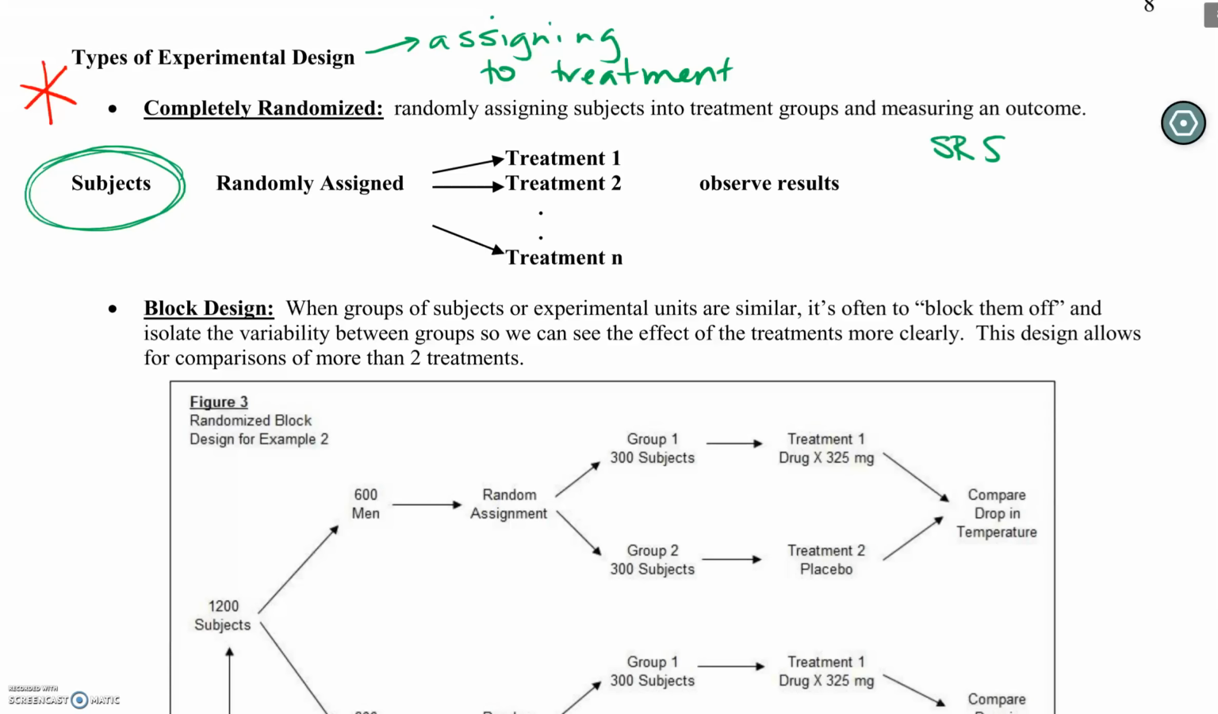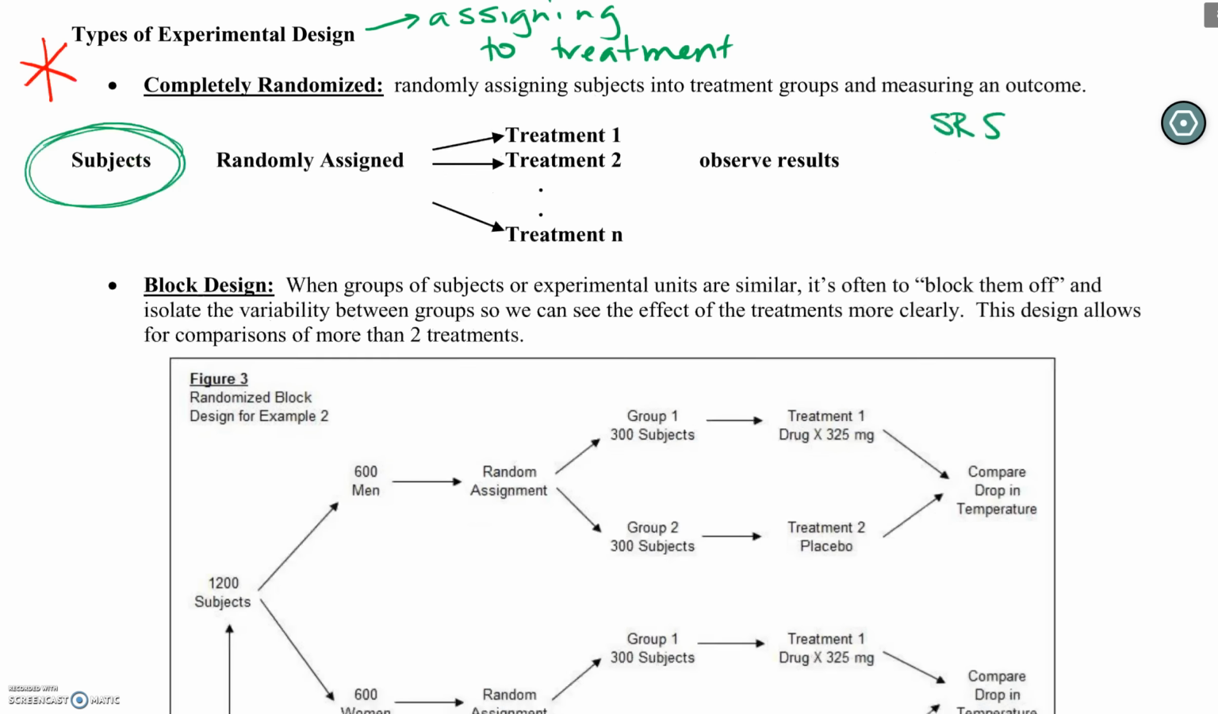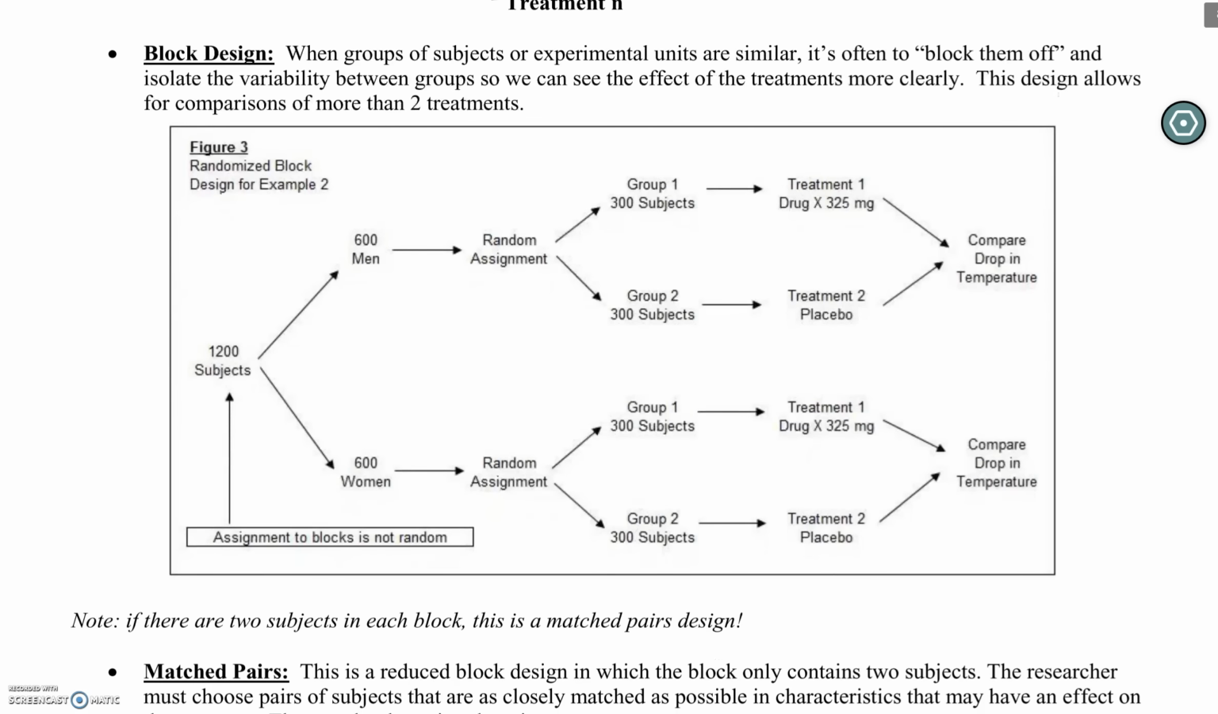The completely randomized design has the same issues as our SRS does. Because it is completely random, which is ideal, we could still end up with something funky happening. So a way to fix that is to use a block design.